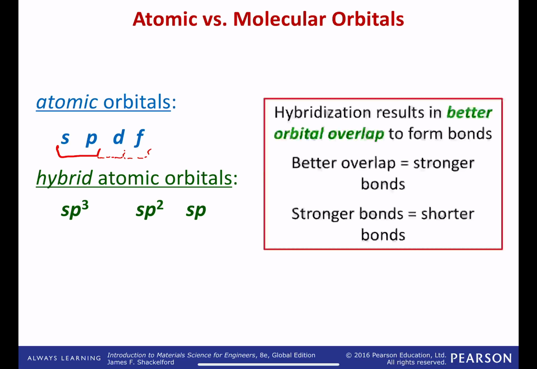So hybridization, to sum up, results in better orbital overlap to form bonds, such as covalent bonds, and the description of this establishes why we see strong bonds for these covalent bonds. Strong bonds also are synonymous, quote unquote, with shorter bonds. So the stronger the bond, the shorter it is.